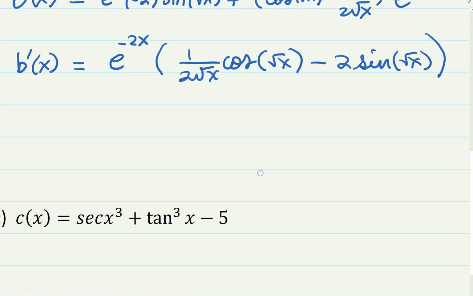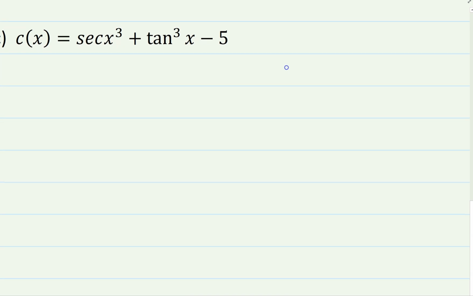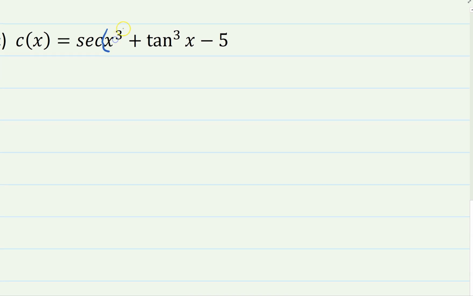Okay, part C. The difference here is that the input is x to the third, whereas here the input, or the inside function, is tangent, right? So that's the difference between the two. The first one is secant of x to the third. So the inside function is x to the third, the outside function is secant, whereas the second term is tangent to the third of x, so the outside function is x to the third, and the inside function is tangent of x. So that's the difference between the two.